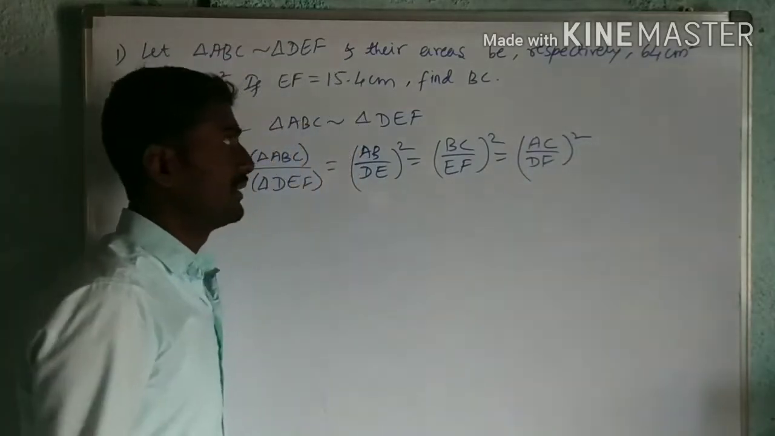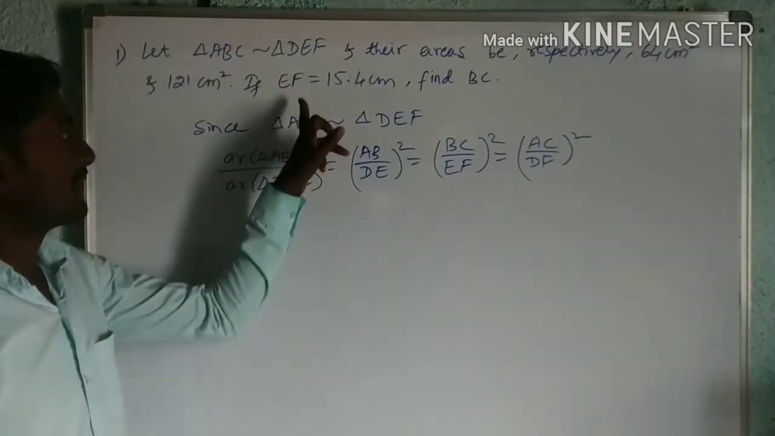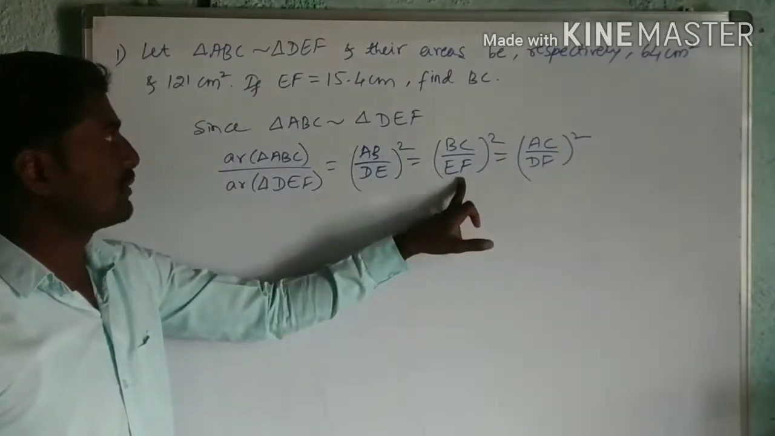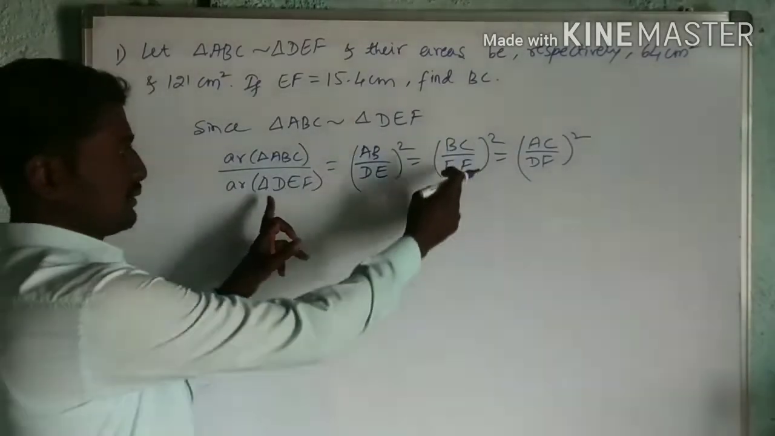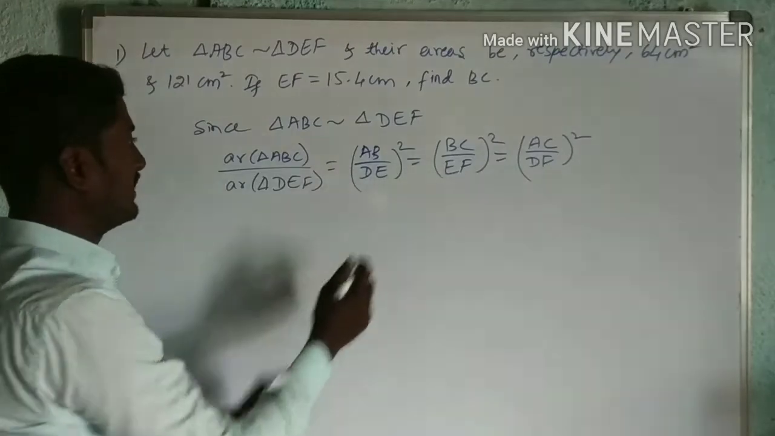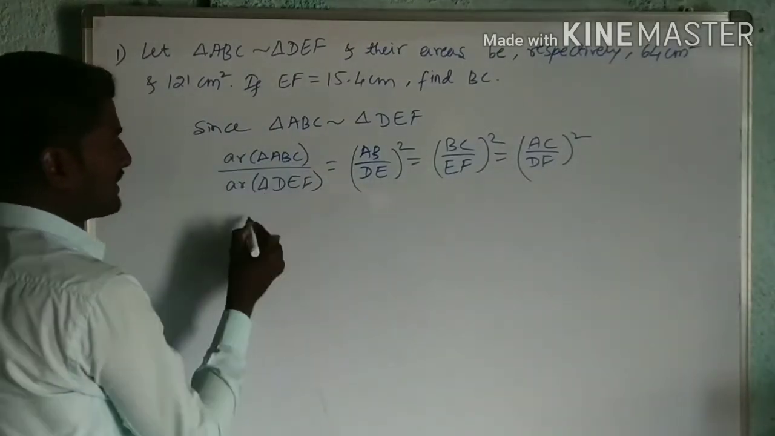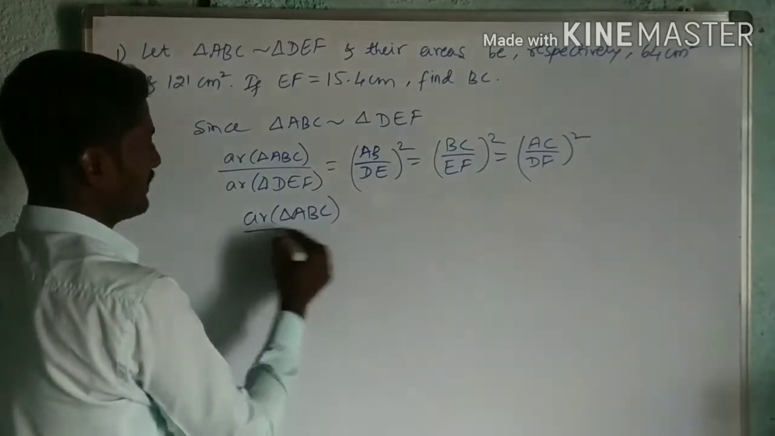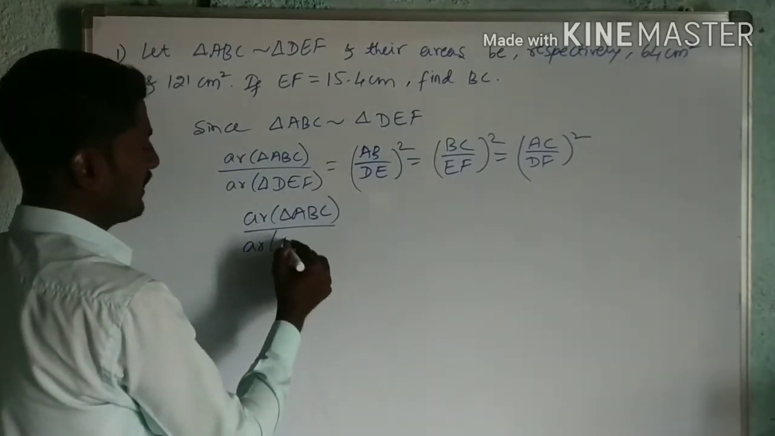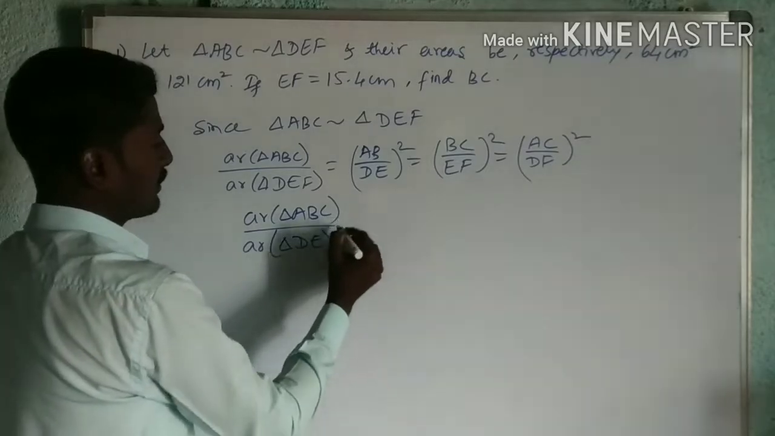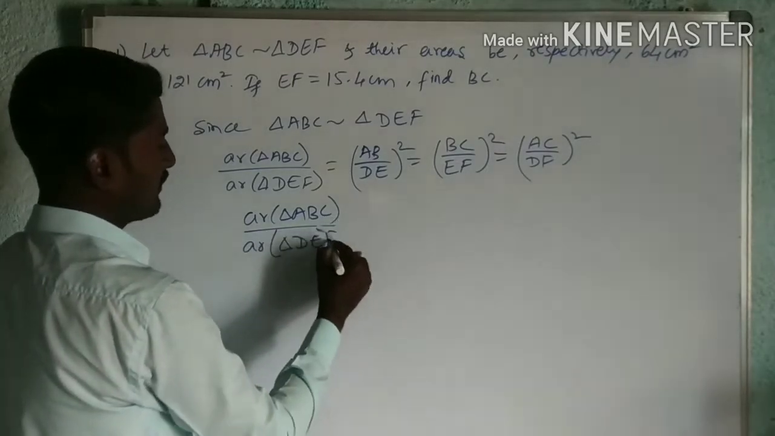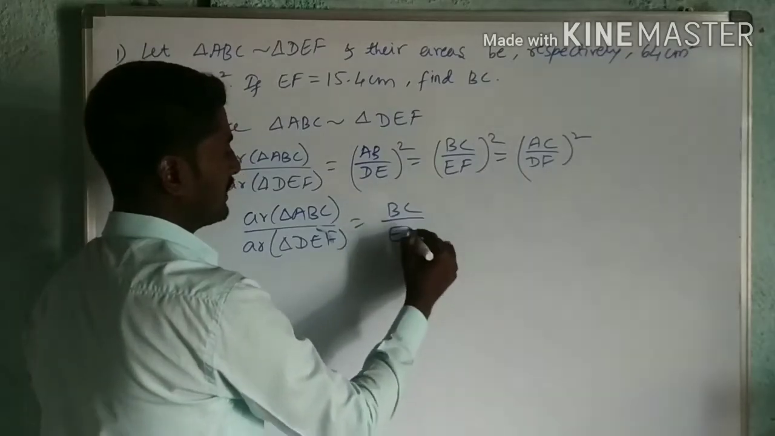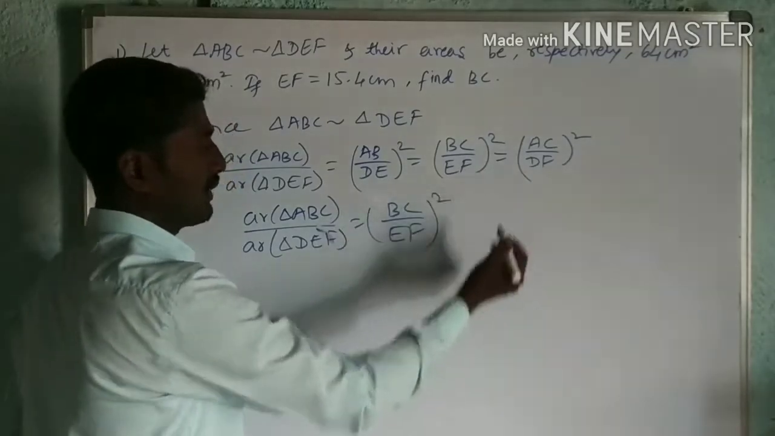Okay. Now I will take EF and BC. EF is given, BC I have to find. So these two terms only I will consider. Now area of triangle ABC divided by area of triangle DEF is equal to BC divided by EF whole square. This term only I will take.